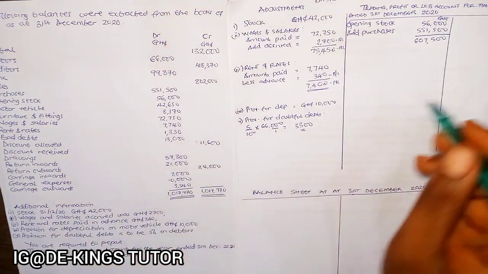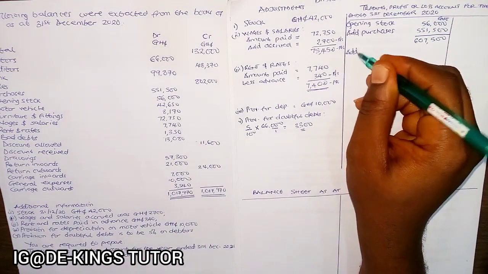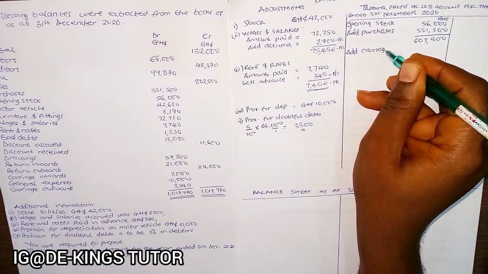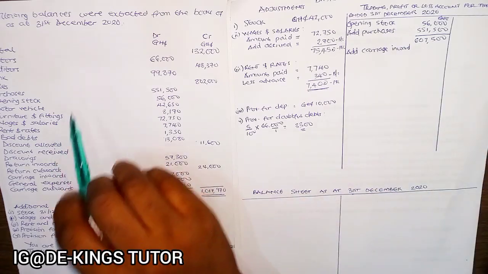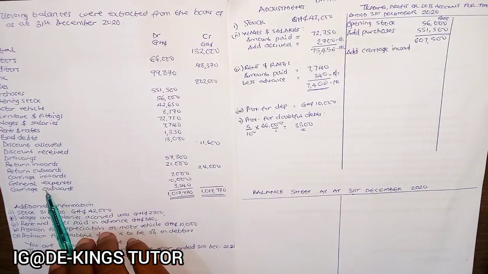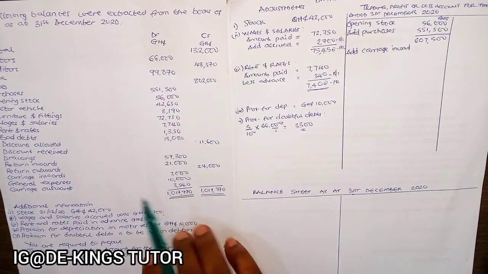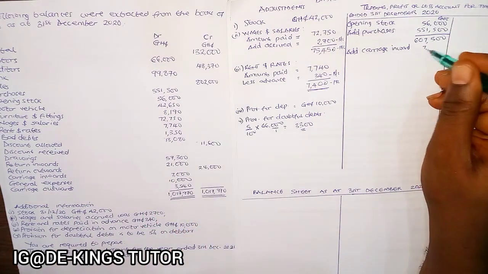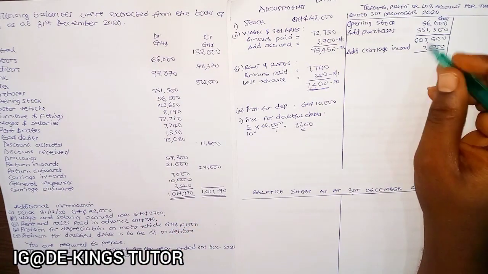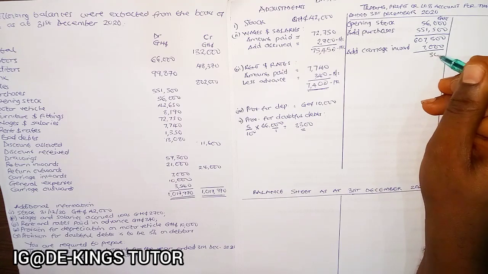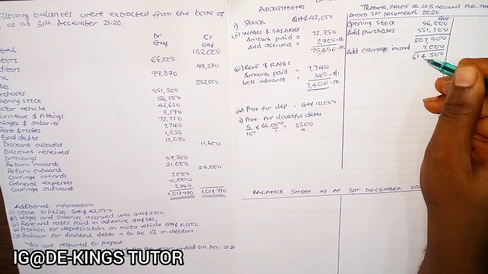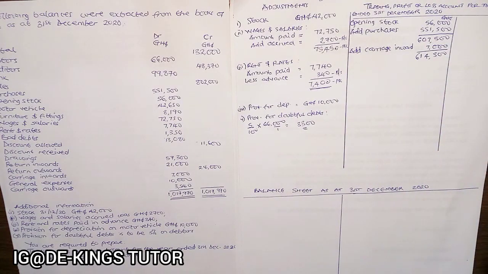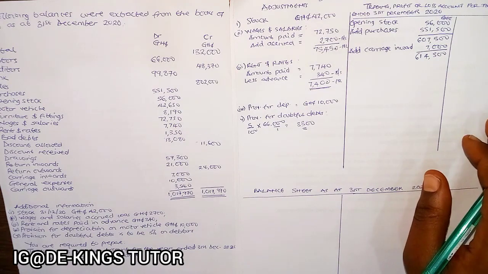Okay. Now the next one is add carriage inward. Carriage inward is 7,000. So if we do that, this will be 7 plus 7, 14. 4 carry 1. 614,500. Okay. So the next one is less return outward.